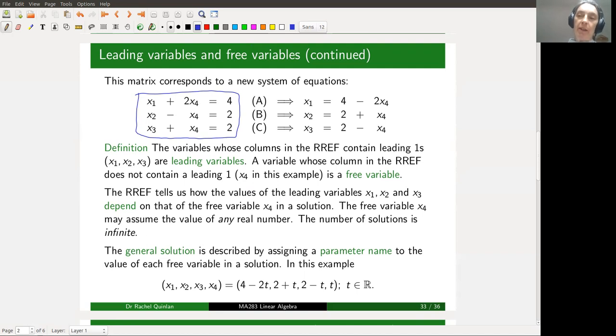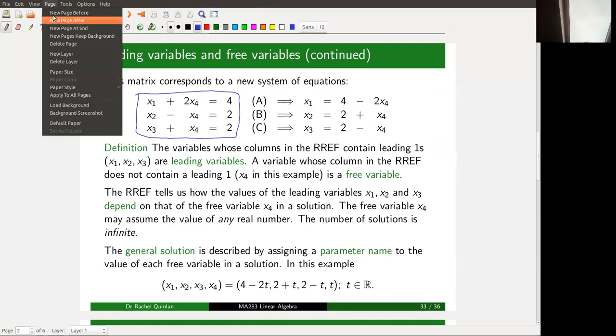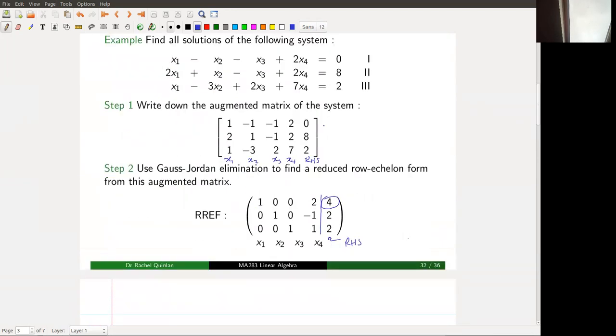And the free variable then can assume the value of any real number, and the number of solutions is infinite. So there's one solution to the system for every possible value that you might like to give to the free variable x4. Okay, so this system then has infinitely many solutions because we can choose a value for x4 to be 0 or 1 or 2 or whatever you want. But once you've done that, then the values for the other three are instantly determined. So in this example, we have the concept of describing the general solution, which describes all possible solutions of the system of equations.